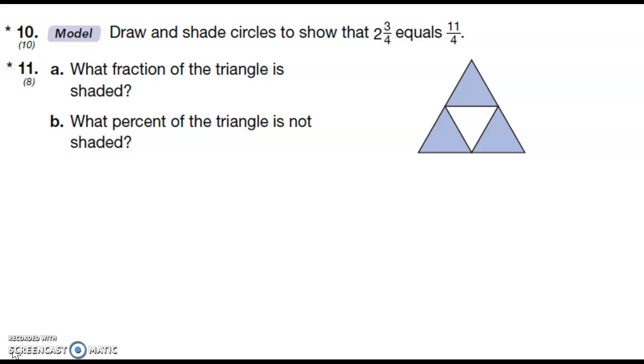All right, let's do number 10. Number 10 says draw and shade circles to show 2 3/4 equals 11/4. So 2 3/4, so 2, and then this one's in fourths. So this whole thing is shaded, and this whole thing is shaded, and we have one of these. So we have 3 that are not.